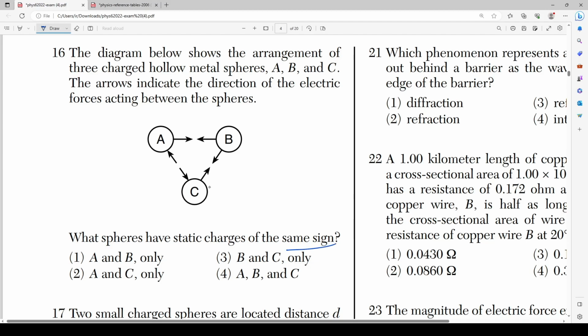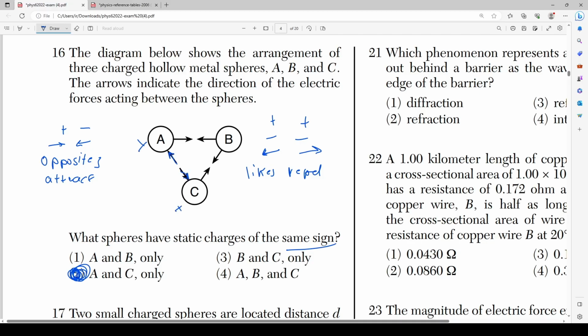So, a quick review of electrostatics. Things with the same charge, so plus plus and minus minus, are going to repel. They're going to move away from each other, because likes repel. When you have a positive and a negative, they're going to be attracted to one another because opposites attract. So they're asking which spheres can both be positive, or both be negative. And the answer here is going to be A and C only, because A and C are the only two spheres that repel one another.